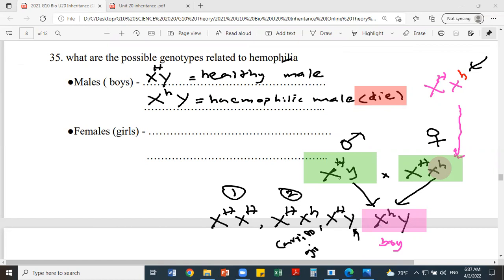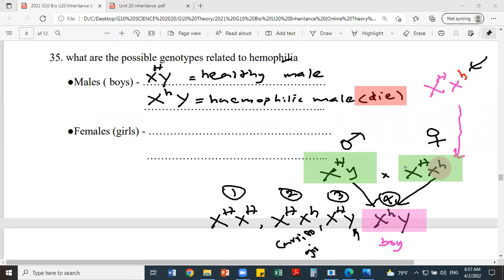Third one, so what are the possibilities? Capital H and simple h can combine, that is in girls. And with Y, the boys, there are two possibilities. Y can go with capital H, X capital H Y. Y can go with simple h, X simple h Y. So in this family there can be healthy girls, carrier girls, healthy boys, and hemophilic boys. These are the four possible children in this family.